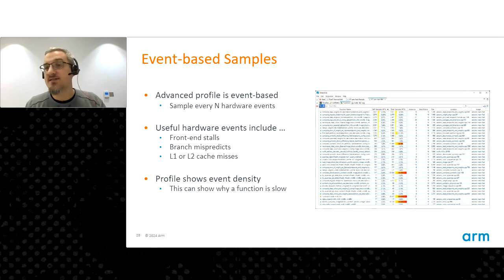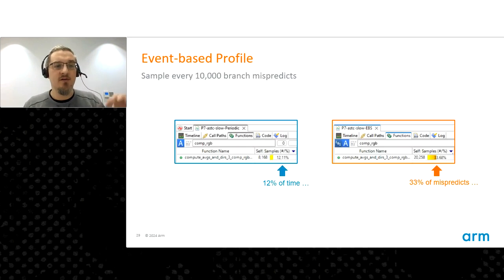Useful things would be things like front-end stalls, so iCache misses or lack of instructions to issue, branch mispredicts, L1 data cache or L2 data cache misses, TLB misses for the MMU. Right? Those are the kind of major reasons why code starts stalling for normal code. So let's go and do an event-based profile based on branch mispredicts. We think branches are a problem, so let's go and do a profile taking a PC sample every 10,000 increments of that branch mispredict counter.